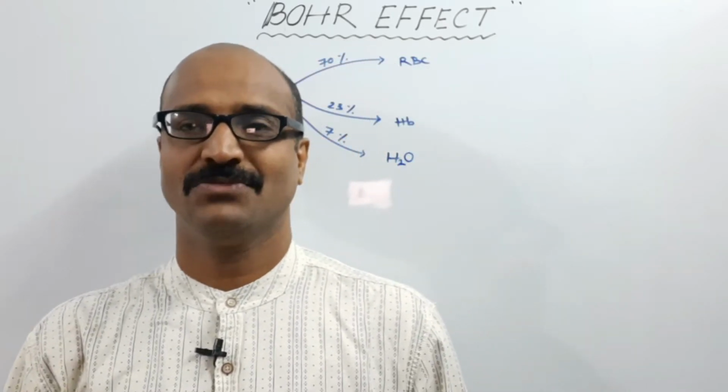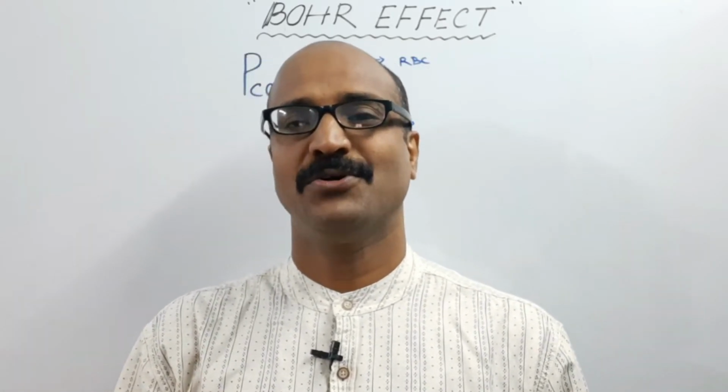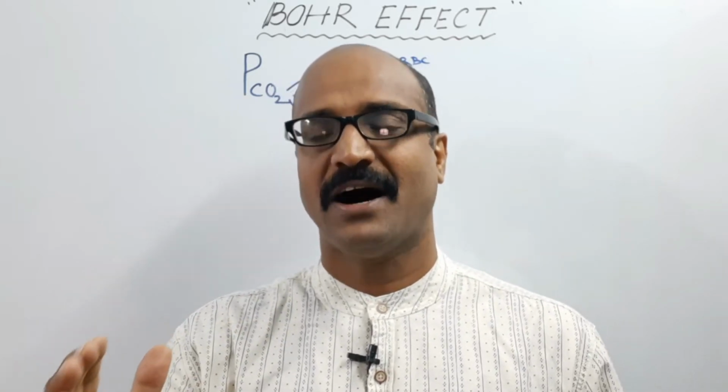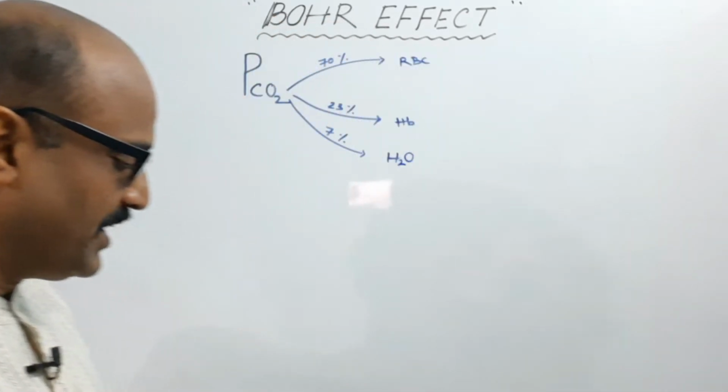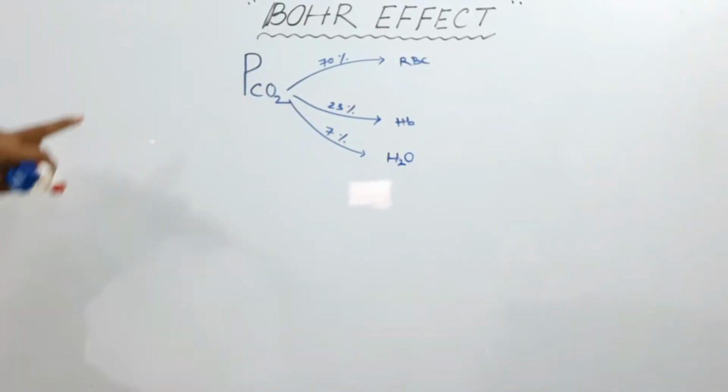In this video, I am going to discuss the Bohr effect. In my last video, I already discussed the oxygen dissociation curve, or oxygen-hemoglobin dissociation curve. If the affinity of oxygen towards hemoglobin goes down, then the curve shifts to the right. If the affinity increases, then the curve shifts to the left. Okay, so what is the Bohr effect? Let's start. What is the meaning of the Bohr effect?